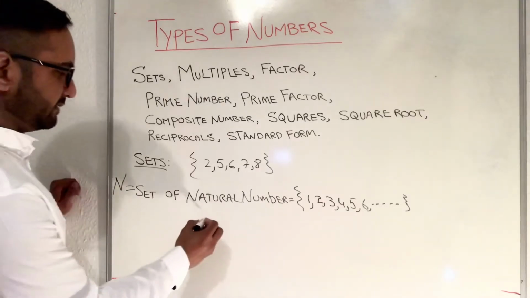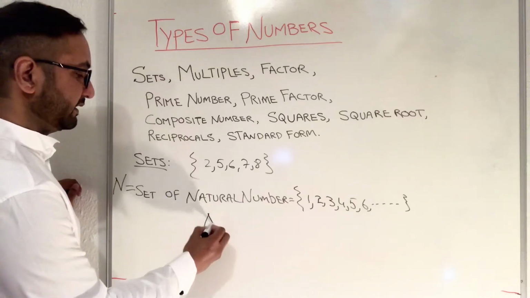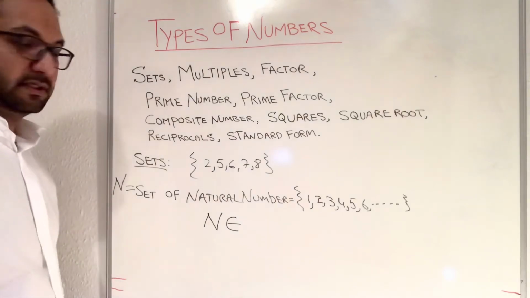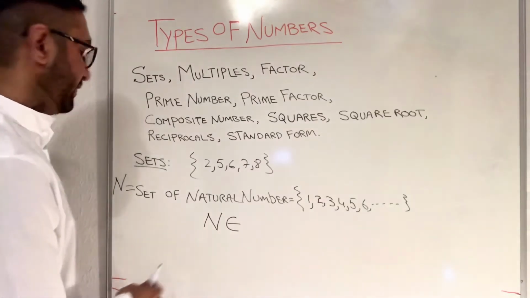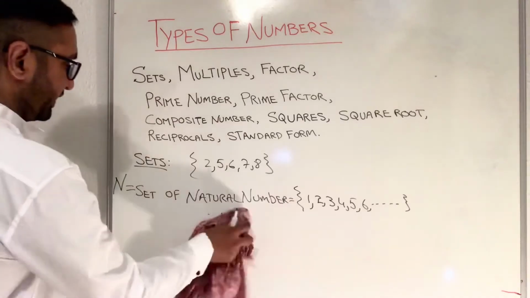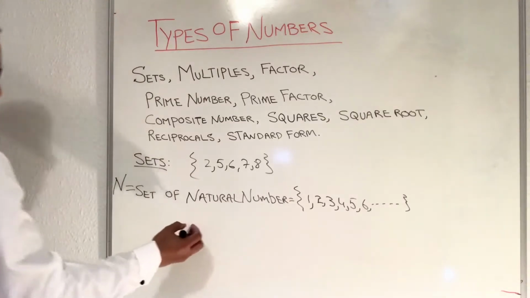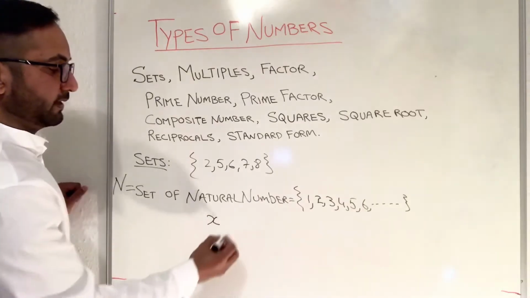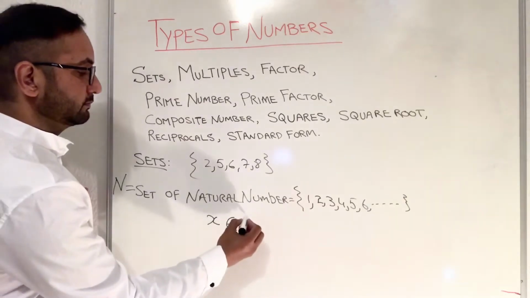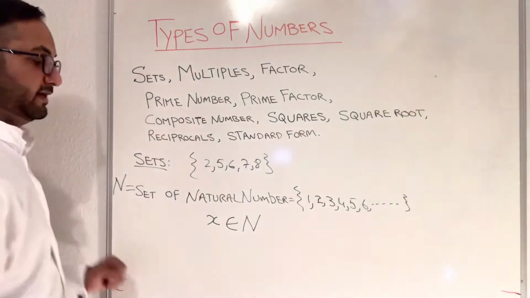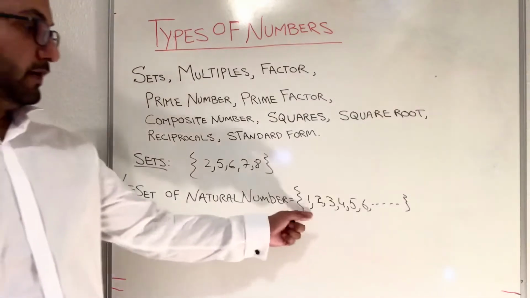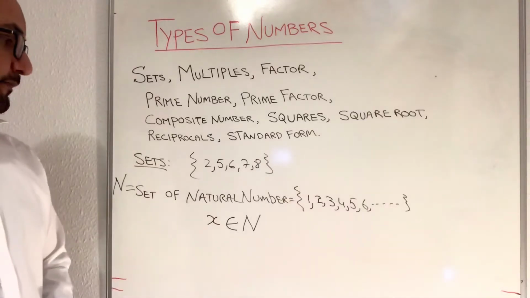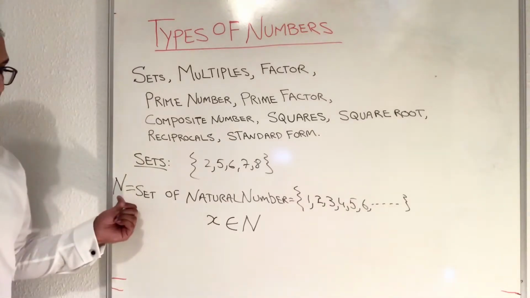If a question comes up, they will say that any number belongs to the natural numbers. For example, if I select a variable x that belongs to N, what does it mean? x could be 1, 2, 3, 4, 5, 6, 7, 8, 9, 10 up to so on. So that is called the set of natural numbers.